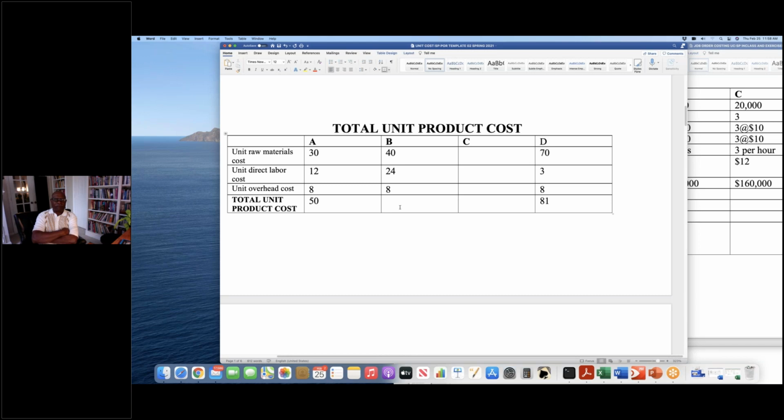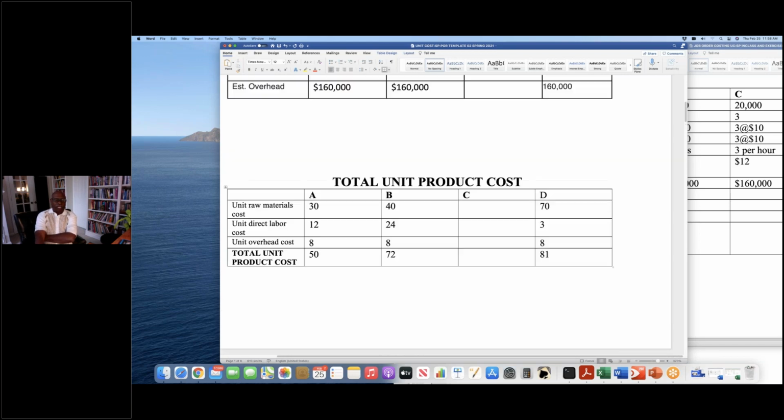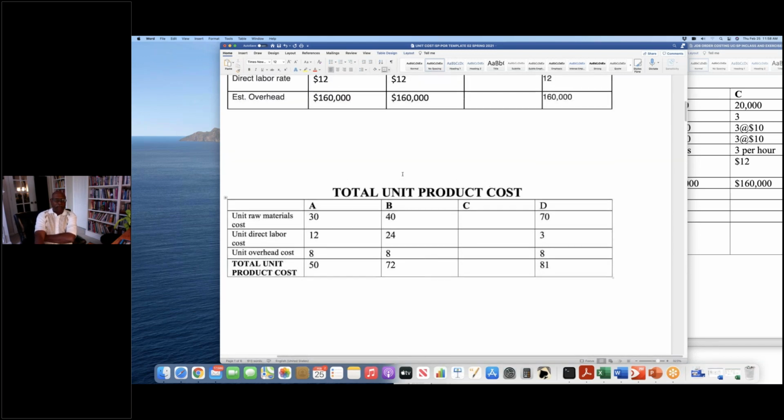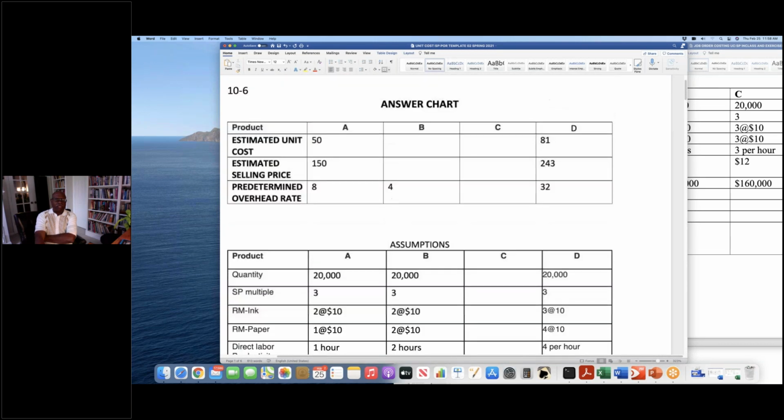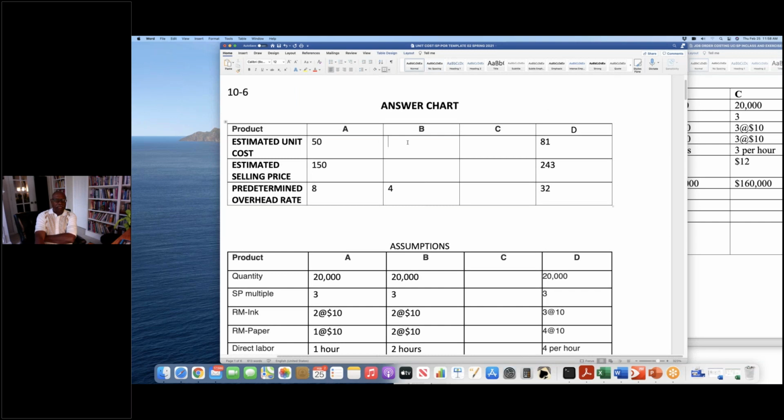72, sorry. Did you multiply or something? I don't know what I did, but it's 72. Okay. So we're gonna do it to 72. We're gonna take it up here to the estimated unit cost, correct? Yeah. What's our selling price gonna be? 252.